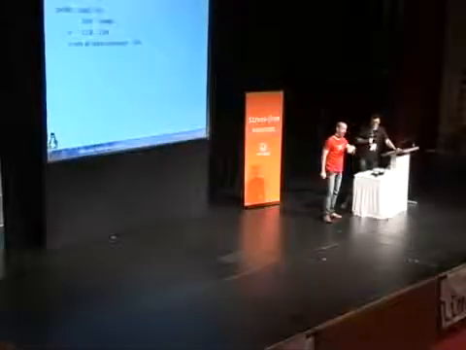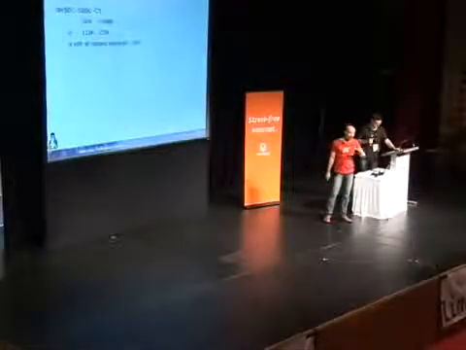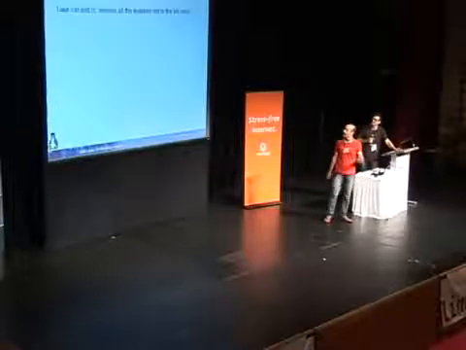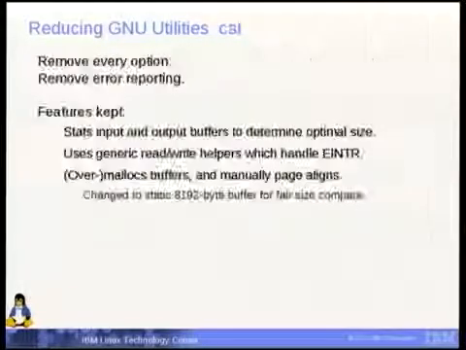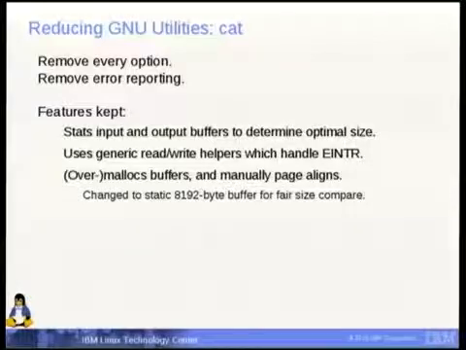So I wasn't going to actually backport GNU ls. But what I can do is cut out all the options that we didn't have. Say, I didn't do grep, but cat and ls, and rip out all the features from the GNU versions that weren't in the v6 versions. For cat, it's easy. You remove every option and you remove all the error reporting. Done.